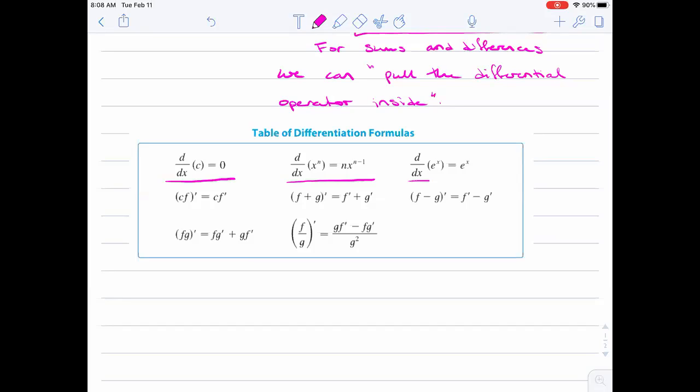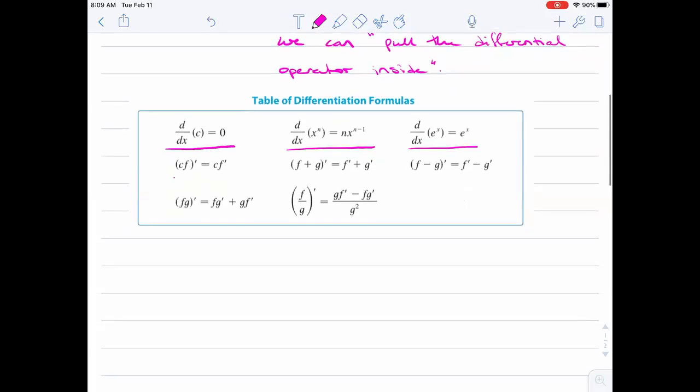We also talked about e to the x. e to the x is a special derivative, because it just ends up being itself. If you think about what that means in terms of the slope of the tangent line, well, that means that the slope of the tangent line of e to the x is just the same as the value of y. So that's an interesting property.